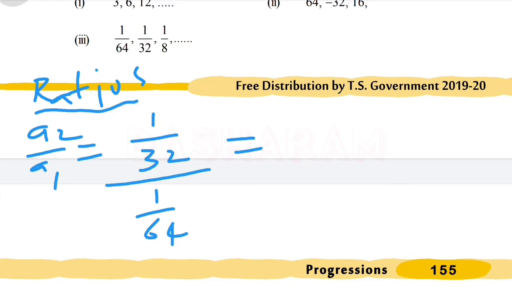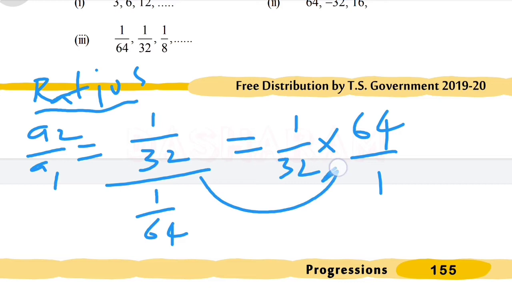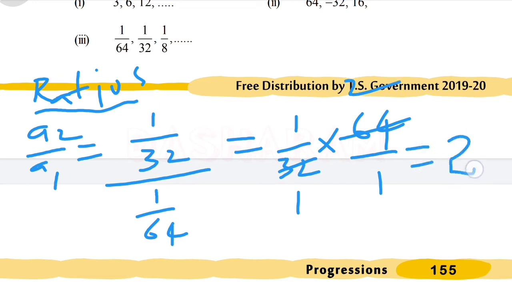So how to simplify? 1 by 32, and the denominator fraction will become reversed, so 64 by 1. Then instead of division, the multiplication symbol will come. Now 32 ones are 32, 32 twos are 64. So the overall answer is 2. The first ratio answer is 2.